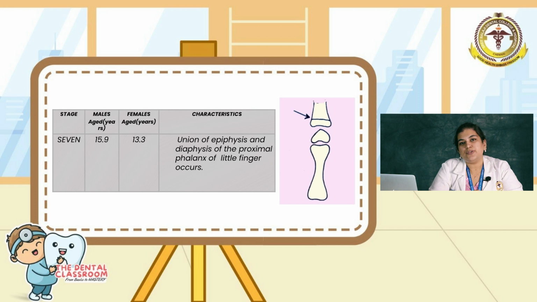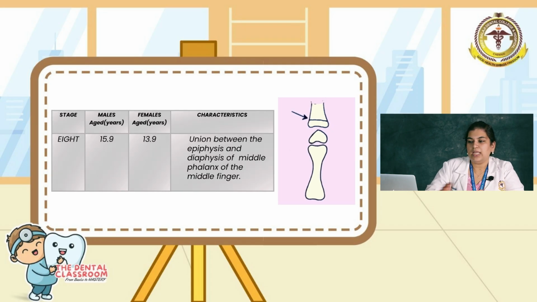The 7th stage corresponds to 15.5 to 16 years in boys and about 13 to 13.5 years in females, wherein the union of epiphysis and diaphysis of the proximal phalanx of the little finger also happens. And the 8th stage is about 16 years in males and 14 years in females, wherein the union between epiphysis and diaphysis of the middle phalanx of the middle finger is also done. Remember this carefully, we're talking about the middle phalanx of the middle finger, which also corresponds to MP3, which I will be talking about in the next couple of assessments.